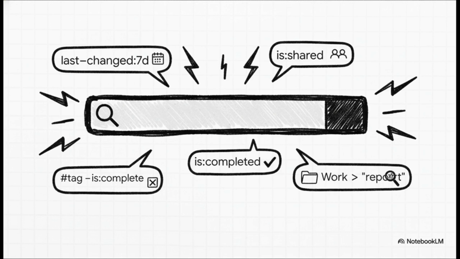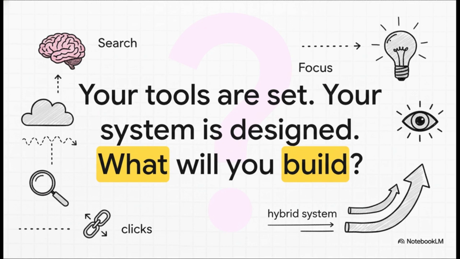That is speed. That is mastery. So, there you have it. By separating thinking from storing, and by learning to navigate with search instead of clicks, you've created a hybrid system that gets rid of friction and just maximizes your focus. The system is designed, the tools are ready, all the clutter is gone, and now you're left with just one final, really powerful question. What are you going to build?